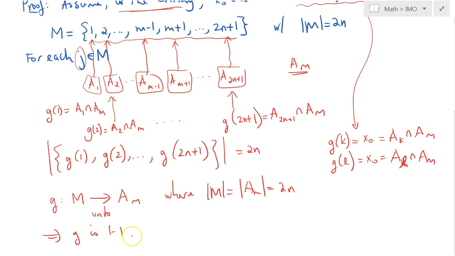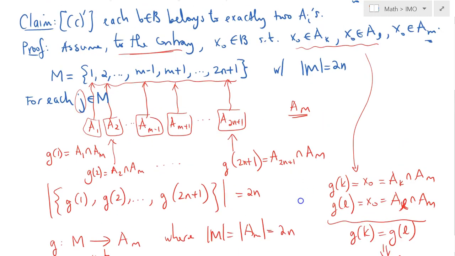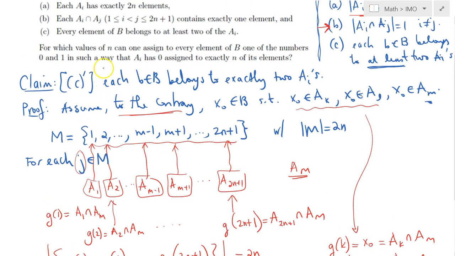But then this contradicts the fact that what we got here was g of k is equal to g of l. This is a contradiction because k is not equal to l. If g of k is equal to g of l, by the 1-1 property it must have been that k is equal to l, but it's certainly not the case. K and l are different indexes. So this therefore proves this stronger condition.